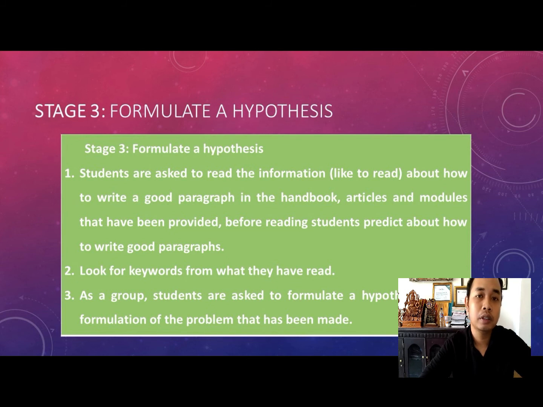So how do the students provide the information, or how can they get the correct information? The answer is they need to find the keywords of the problem that was agreed in the previous stage. So after they read, the students as a group are asked to formulate the hypothesis, the hypothesis of how a good paragraph looks like.